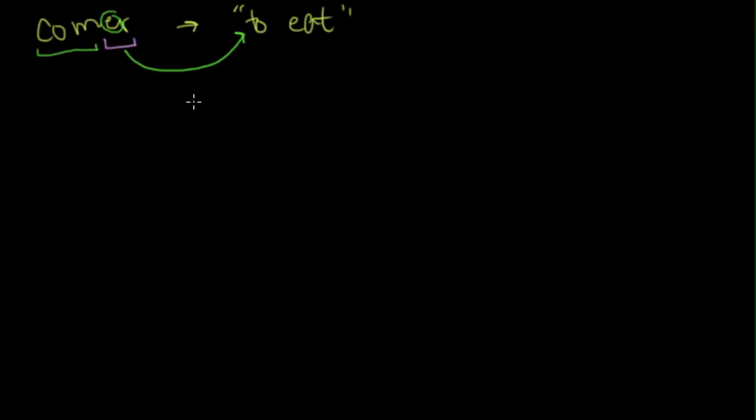Let's look at a sample ER verb. Comer means to eat. Now the structure of ER verbs is almost identical to that of AR verbs. We have our infinitive ending and our stem. And you'll notice the only difference is that our infinitive ending, in this case, has an E instead of an A. And again, this infinitive ending corresponds to the "to" of an English verb.